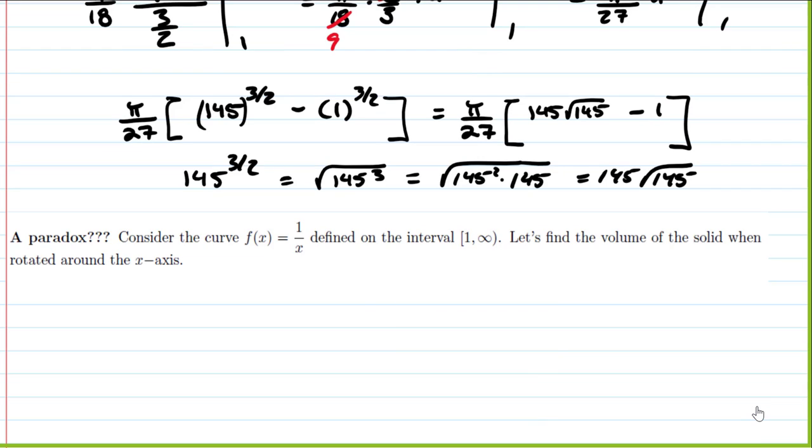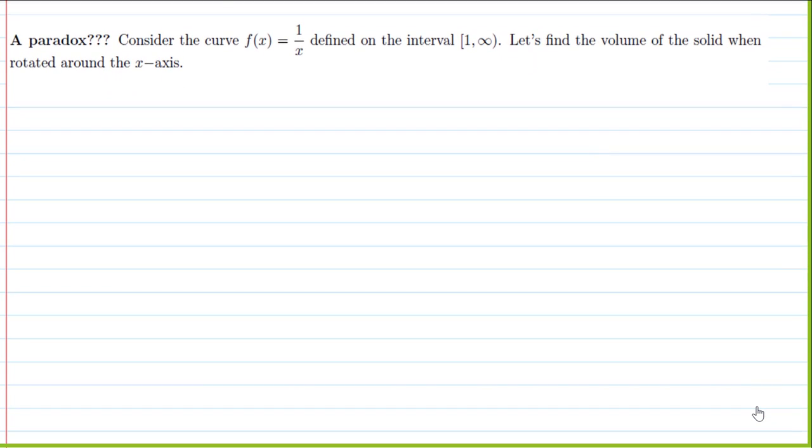The next thing we want to talk about is something that may at first seem a bit paradoxical. So let's consider the following curve, f of x equals 1 over x, defined on the interval from 1 to positive infinity. Well, let's find the volume of the surface when we rotate it about the x-axis. So just to remind us, let's make a sketch of what this looks like.